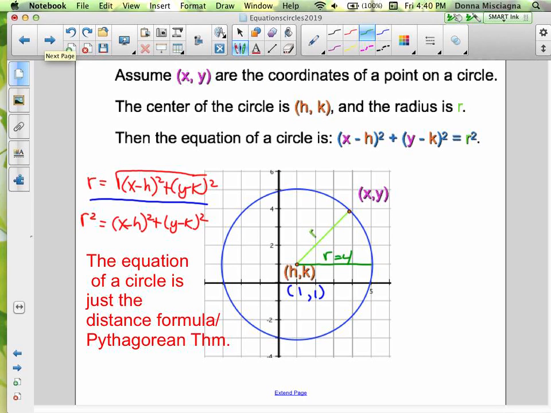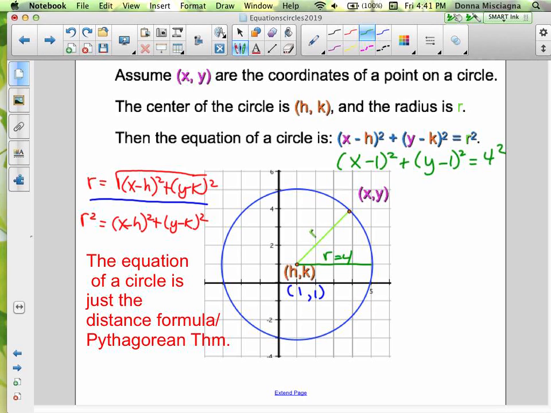We're just going to plug in to the formula for a circle. Where we see an h, we're going to plug in the x-coordinate of the center. Where we see a k, we're going to plug in the y-coordinate of the center. So the equation of this circle is (x minus 1) squared, and x and y stay just what they are, because we want any point on the circle, plus (y minus 1) squared equals, and then the radius is 4, so this is 4 squared.